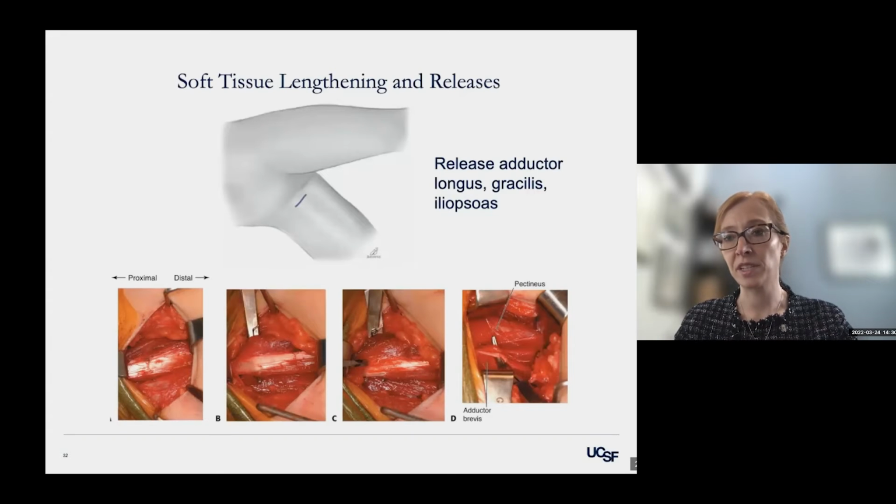So this is an example of a soft tissue lengthening. We release the muscles in the groin, the adductor longus, gracilis, and iliopsoas, and these muscles are cut and they grow back in a longer position.